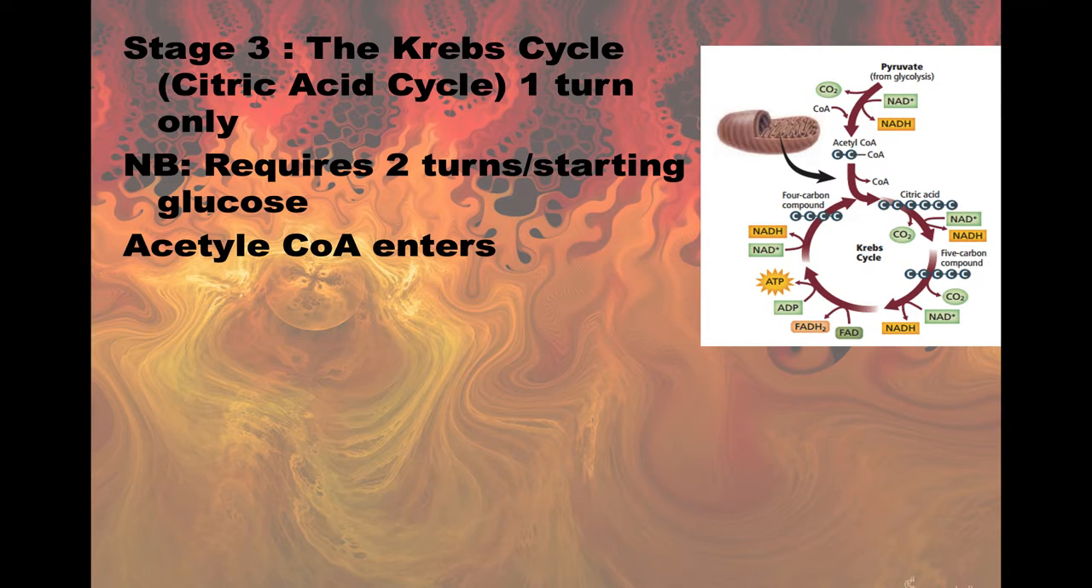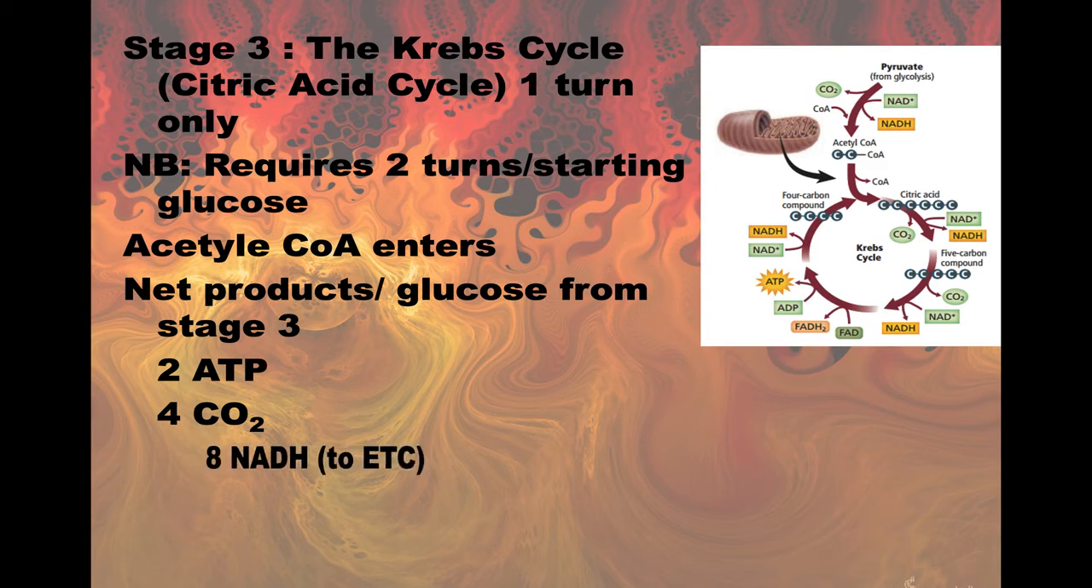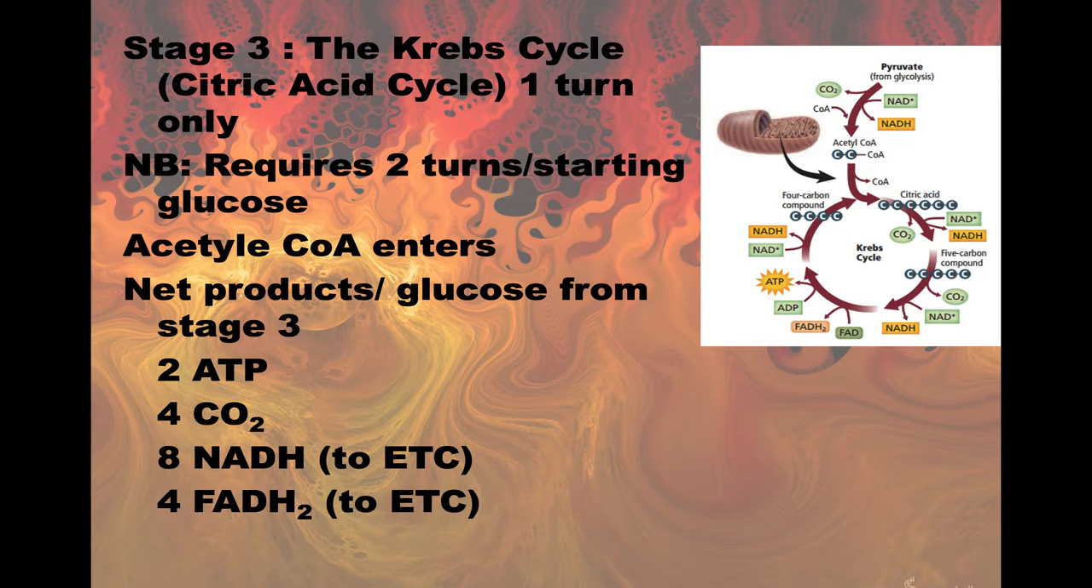So acetyl-CoA enters, and what you get out the other end, per glucose that enters, you get a couple of ATP, not really great. 4 carbon dioxides, great. We can always use more of that, not. You get 8 NADH molecules, which end up going to the next stage. That's raw material for the very last stage. And you get 4 FADH2s, which also go to the last stage, which is really the money stage, because that's where we're going to get all of our ATP.